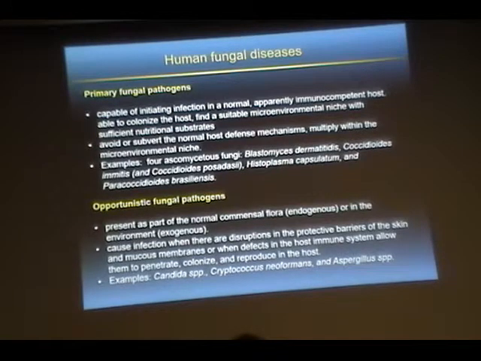But when there is a disruption in the protective barriers of your immune system, like in skin or in other mucosa, then they become opportunistically pathogenic. So that's basically when there is an immunocompromise in the host. Only then are they able to penetrate, colonize, and reproduce in the host. Some of the key examples of opportunistic fungal pathogens are Candida species, Cryptococcus neoformans, and Aspergillus species. So these are the key examples.